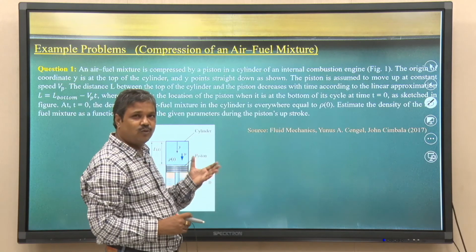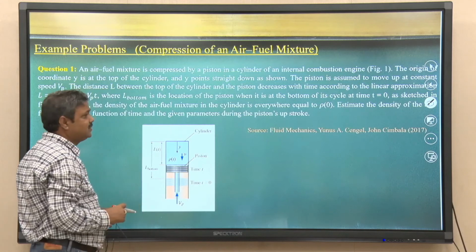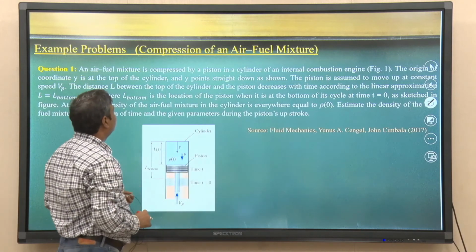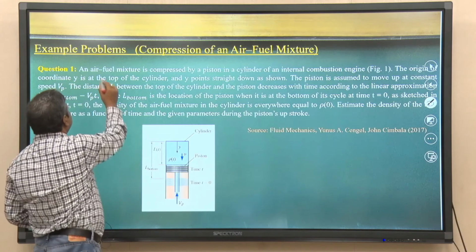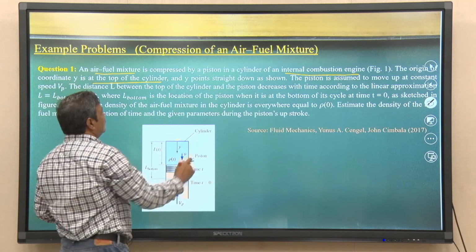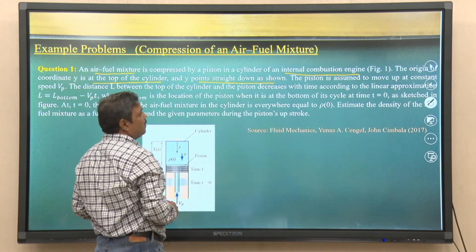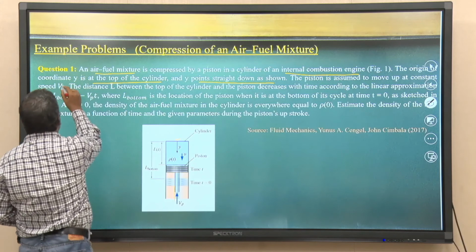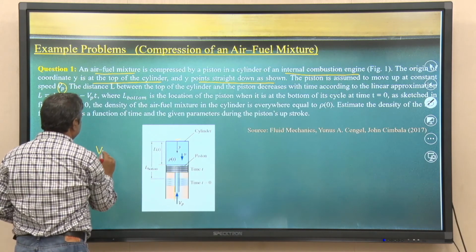Let us solve two very simple problems before ending this class. Let us take one question from Sanjal Simbala's book, which we can refer to. The case is an air-fuel mixture compressed by a piston in an internal combustion engine. The origin of the y coordinate is at the top of the cylinder, and y points straight down as shown. The piston is assumed to move up at a constant speed of v phi.